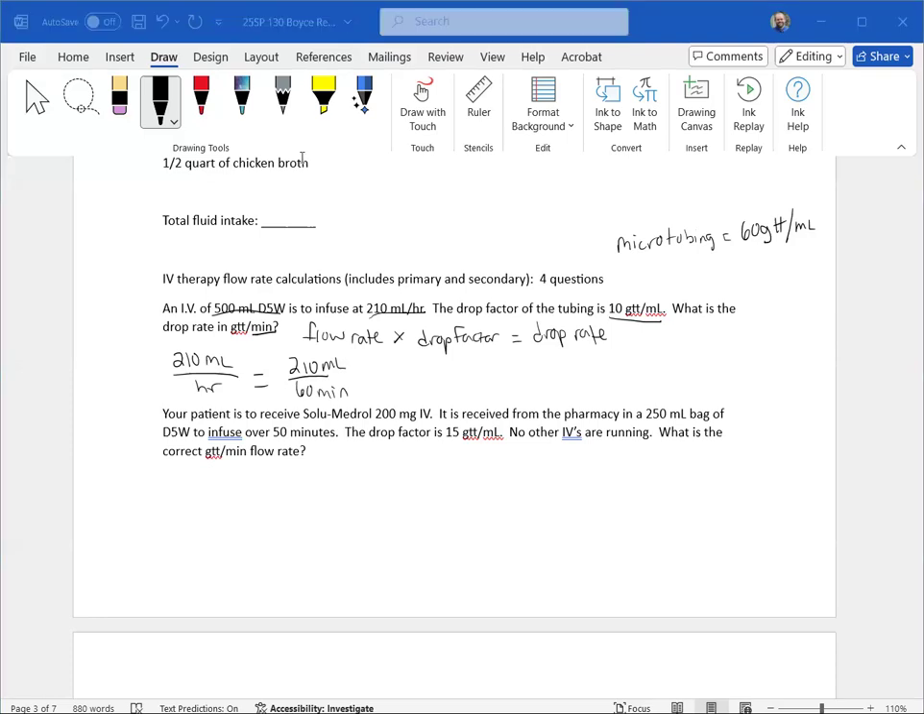Double check your work, make sure you're getting a consistent answer. All right, so I have my 210 milliliters over 60 minutes, which is the same thing as 210 mL per hour. And now I'm just going to multiply by my drop factor, 10 drops per milliliter. Before I do any calculations, you will see that we're already in the units that we're looking for, which is drops per minute. So I'm going to take 210 times 10, divide by 60, and I'm going to get an answer of 35 drops per minute.